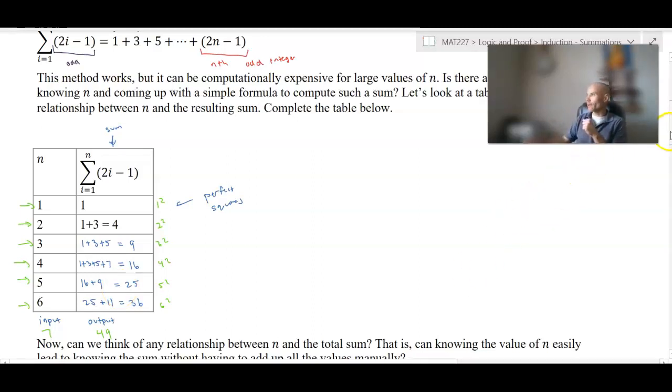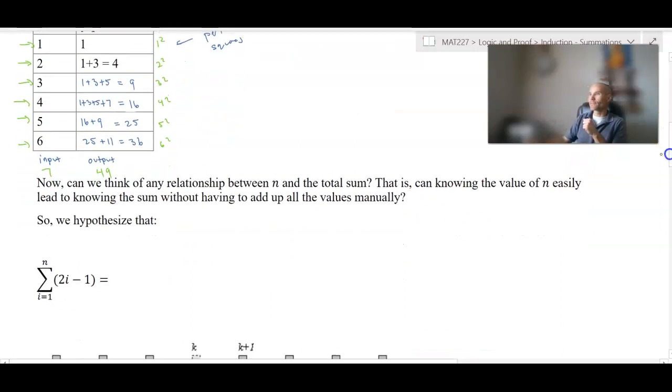So let's formulate our hypothesis. We believe that adding up the first n odd integers, beginning at 1, is equal to n squared. So that's what we're saying here. If you simply square the value of n, you get the same thing that you would if you were to add them up manually. So here we have a sum.